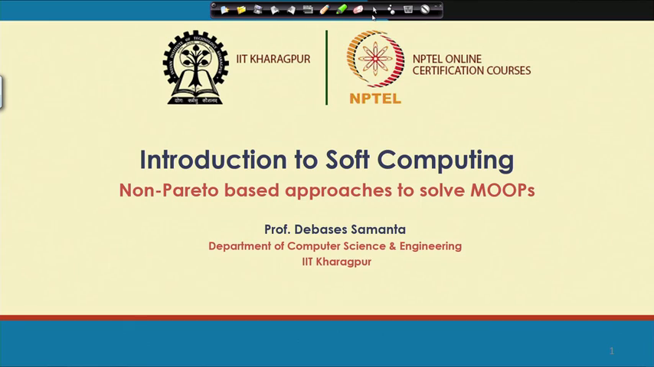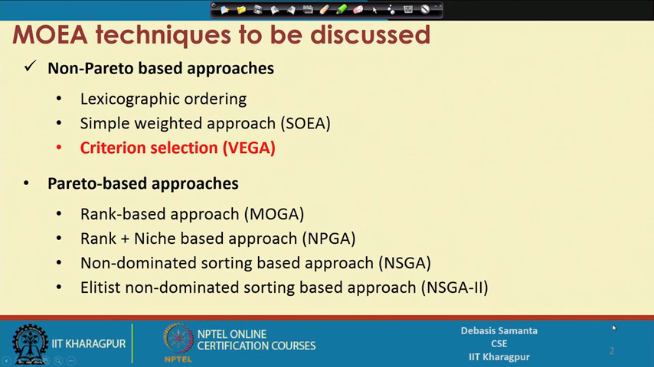We are discussing non-Pareto based approaches to solve multi-objective optimization problems. In the last few lectures, we have discussed two approaches. These are non-Pareto based approaches, namely lexicographic ordering and the simple weighted approach. Shortly, it is termed as SOEA.